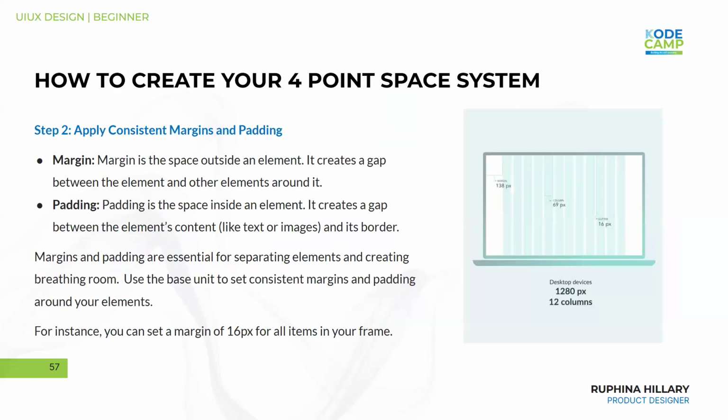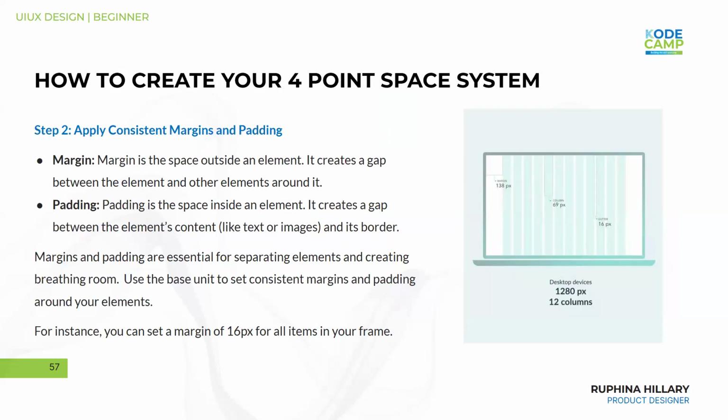So after I've defined my baseline or my base unit, I go to step 2 to apply consistent margin and padding. This is where you start putting in your grid in your design to ensure that you're getting adequate space, or the gap between your elements, respecting that 4-point system.